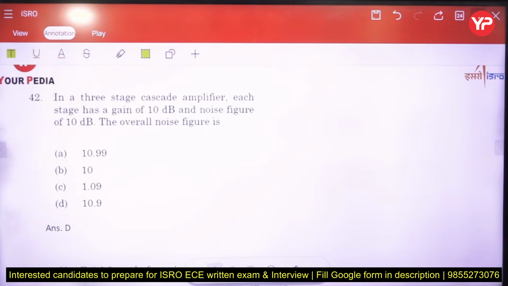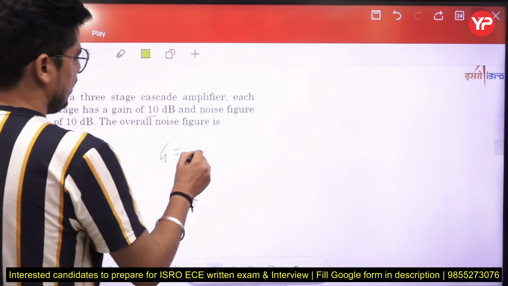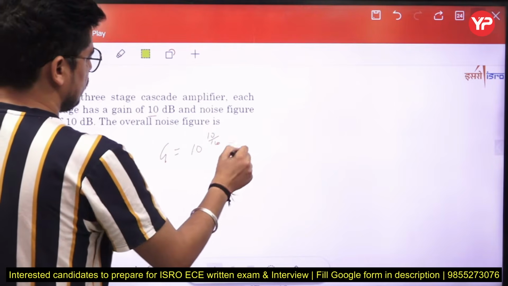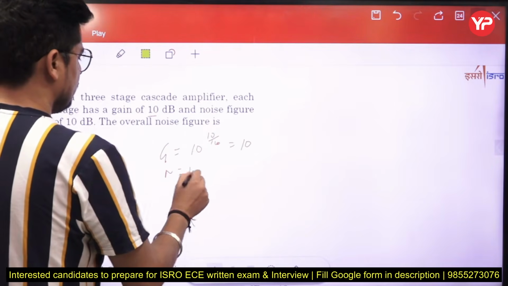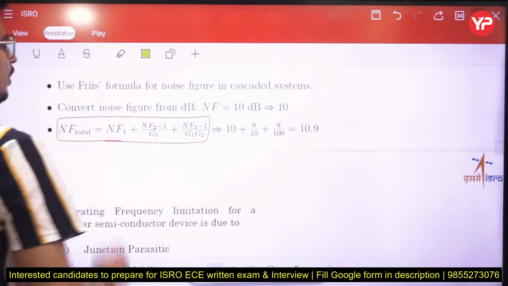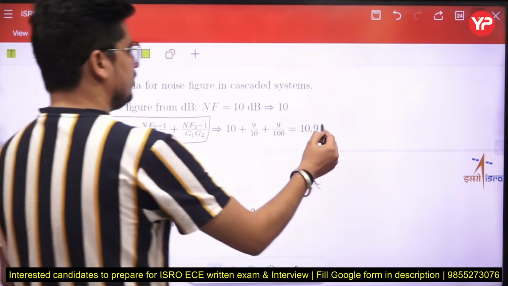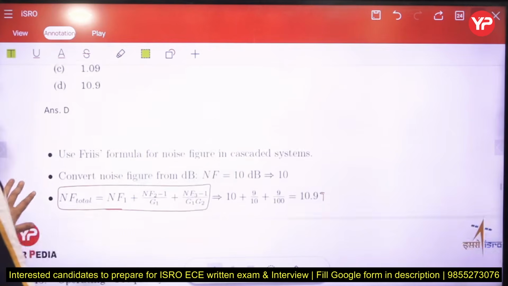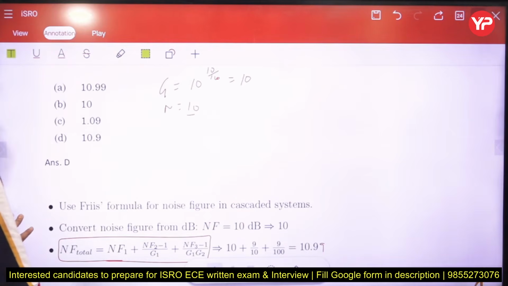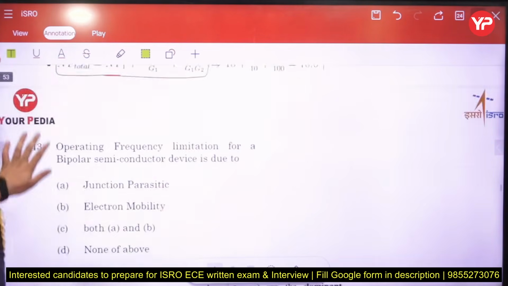In a 3-stage cascading amplifier, each stage has a gain of 10 dB, noise figure is 10 dB. So first we convert this 10 dB into normal. So gain is going to be how much? 10 raised to power 10 divided by 10, that is going to be 10. Noise figure is also going to be normal is 10. So when you get that, you can directly use this formula to calculate the total noise figure. Noise figure 1 plus noise figure 2 minus 1 divided by G1, noise figure 3 minus 1 divided by G1, G2, and that is going to be 10.99, right? So answer will be A, not D. 10.99 will be the answer.